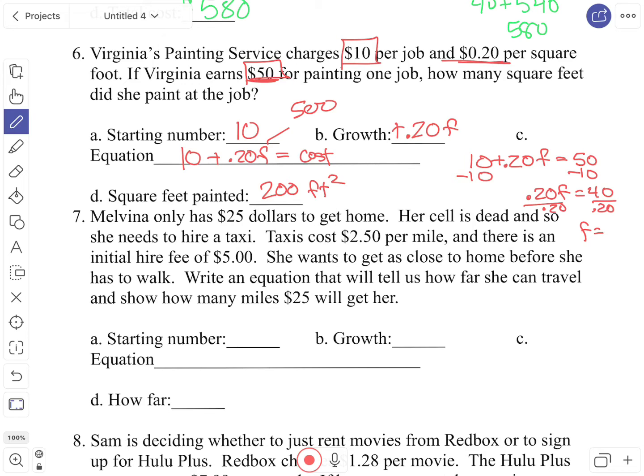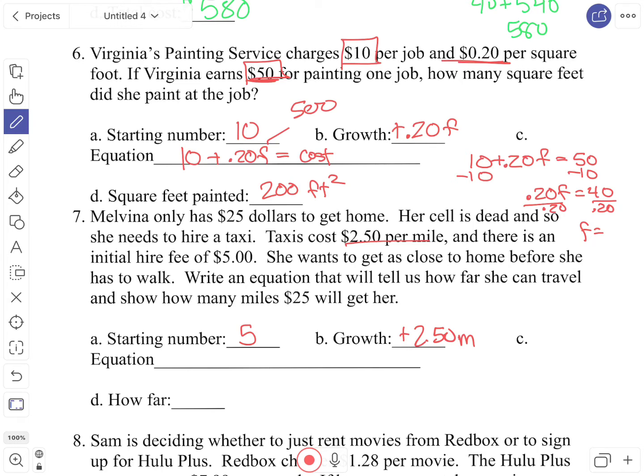All right, Melvina only has $25 to get home. Her cell is dead, and so she needs to hire a taxi. Taxis cost $2.50 per mile. That's our growth, right? So plus $2.50. And there is an initial hire fee of $5. So that's kind of just to get the taxi to come and let you get in. Okay, so that growth would be $2.50 per mile.